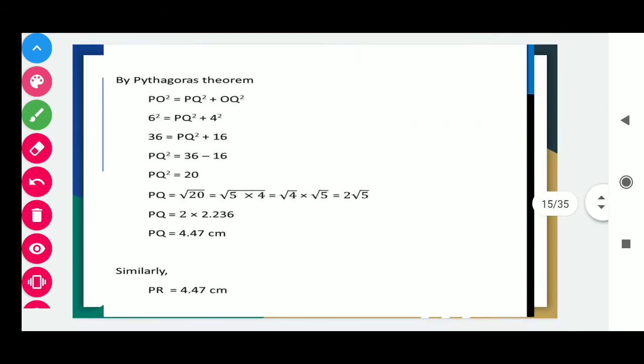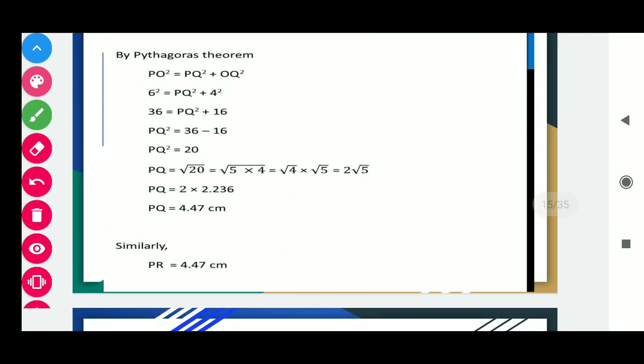So students, in this way we have calculated the length of the tangents as well. So students, keep more practice, do this question.